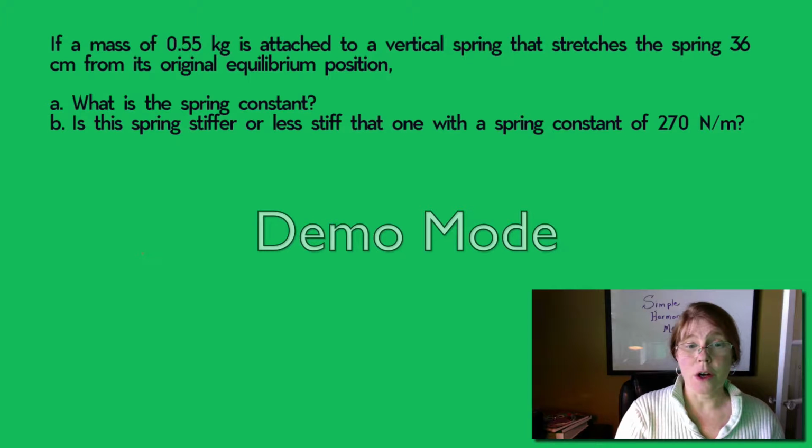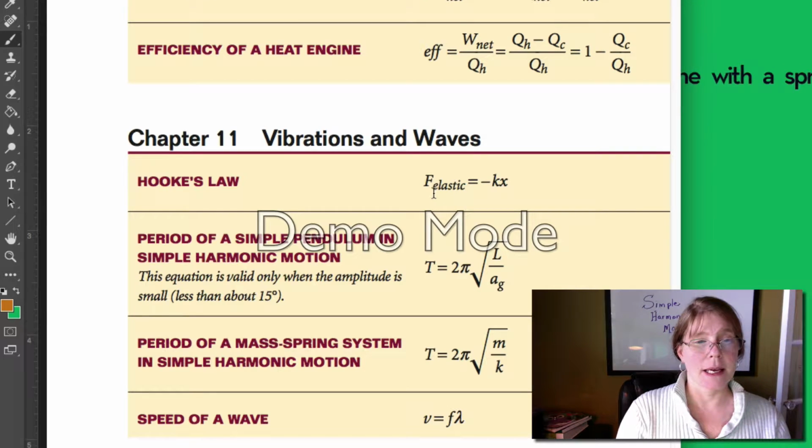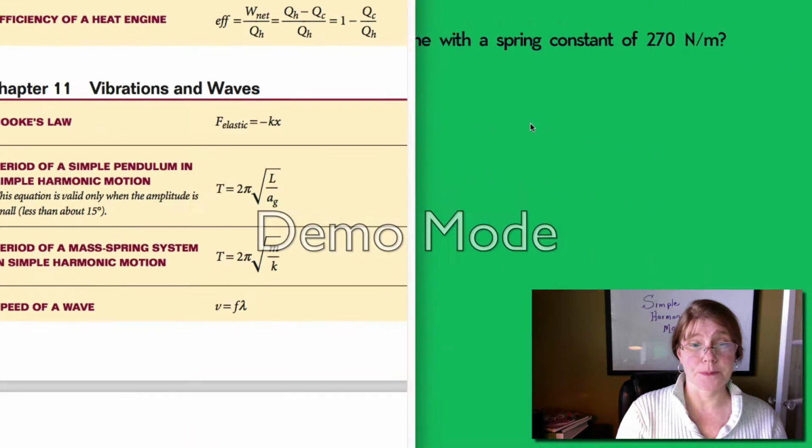All right, so first of all, we're going to need to see our formulas. You cannot do these problems without formulas, so let's take a quick look and see if we can find a formula that looks good for us. It says the elastic force is equal to negative kx. So there's our formula. Let's define what these are. The force is going to be in newtons. K is our spring constant, and x is the distance that it stretches.